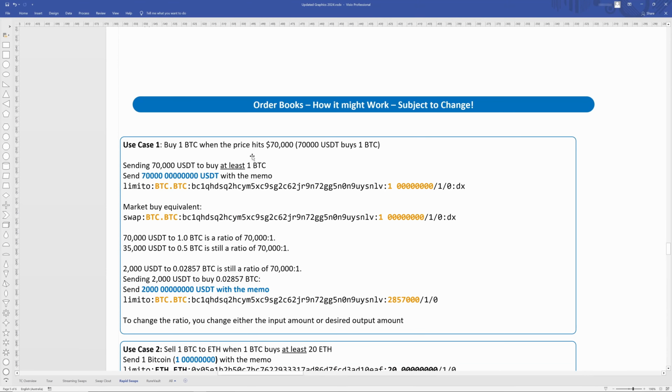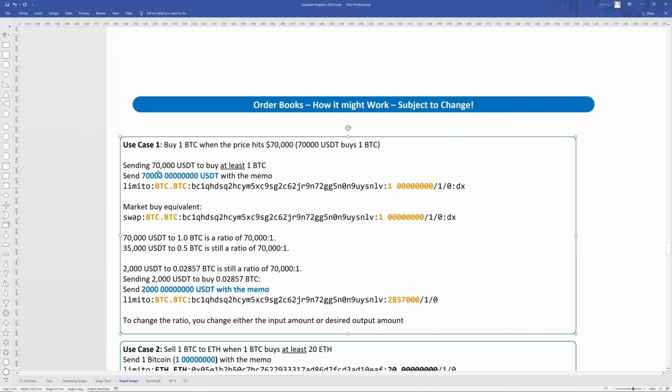So we have use case number one. We want to buy one whole Bitcoin when the price hits 70,000. So for some reason you want to wait for the price to go up and then buy your Bitcoin. Let's just go with the example. So we would send our 70,000 of USDT and say buy at least one Bitcoin.